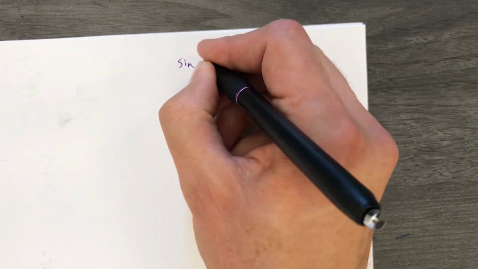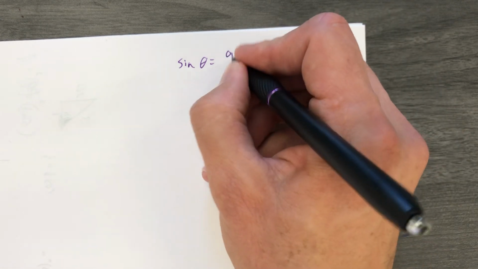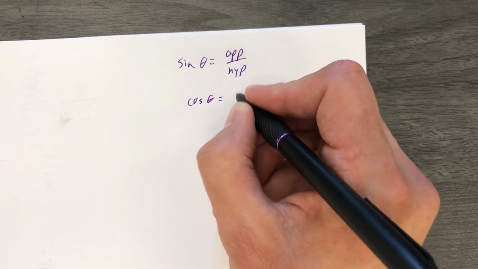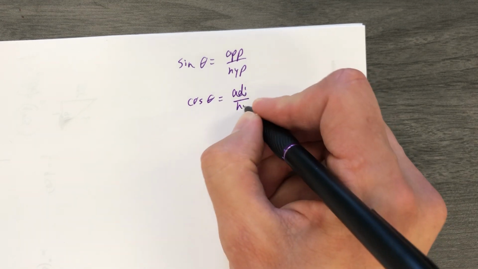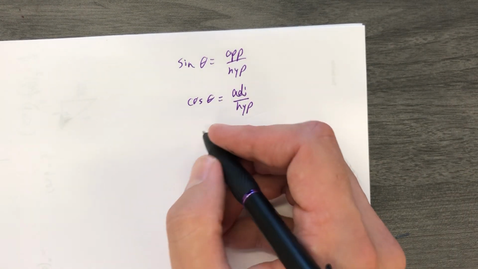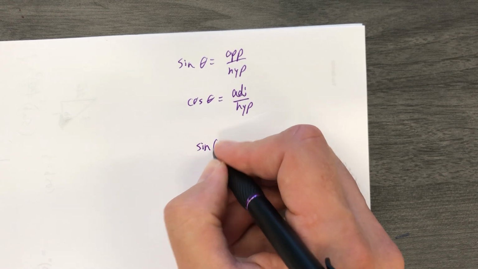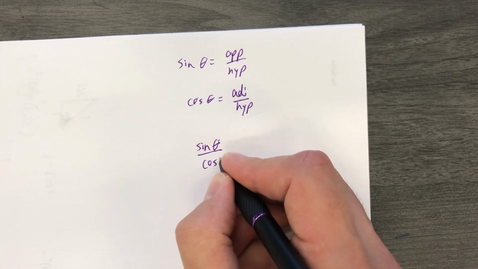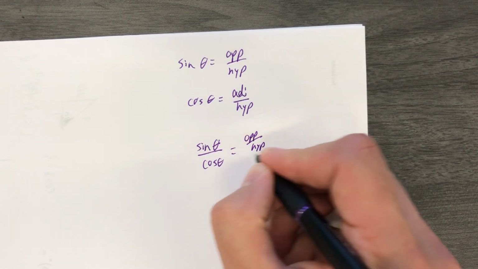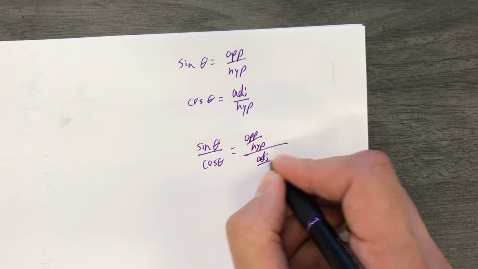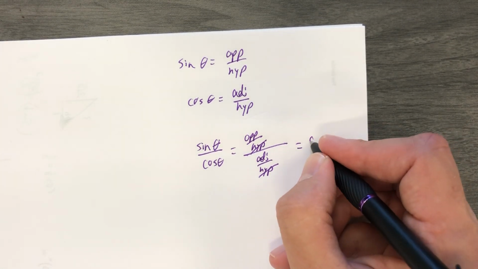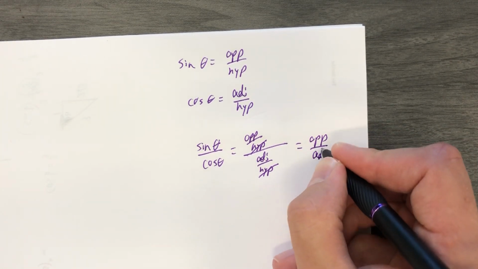If sine of an angle is opposite over hypotenuse, and cosine of an angle is adjacent over hypotenuse, then this is neat. If I just took sine of an angle and divided by cosine of an angle, then I would have opposite over hypotenuse divided by adjacent over hypotenuse, and yes, your hypotenuses can cancel, and you'd have opposite over adjacent.